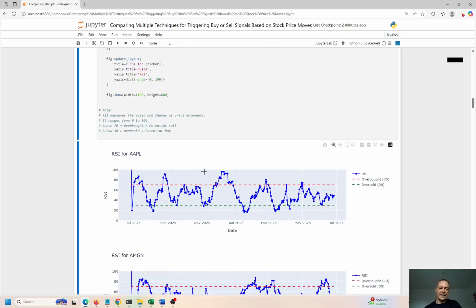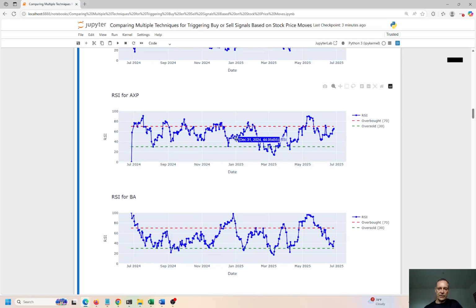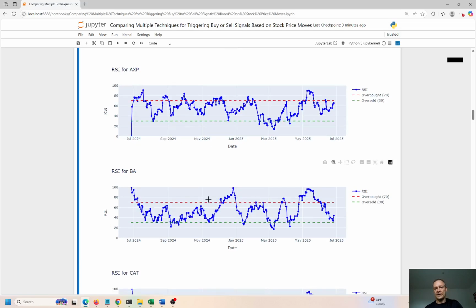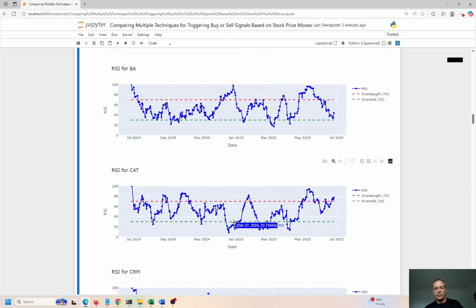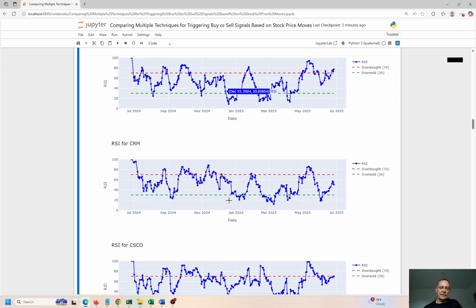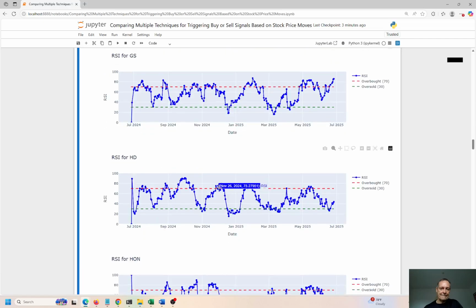So if I expand this, we'll see Apple. We'll see the exact same general stock price pattern, right? But similar and different support and resistance levels. This is called overbought and oversold. So support would be on the bottom and resistance would be on the top, right? And you can see a lot of times it stays within those bounds.